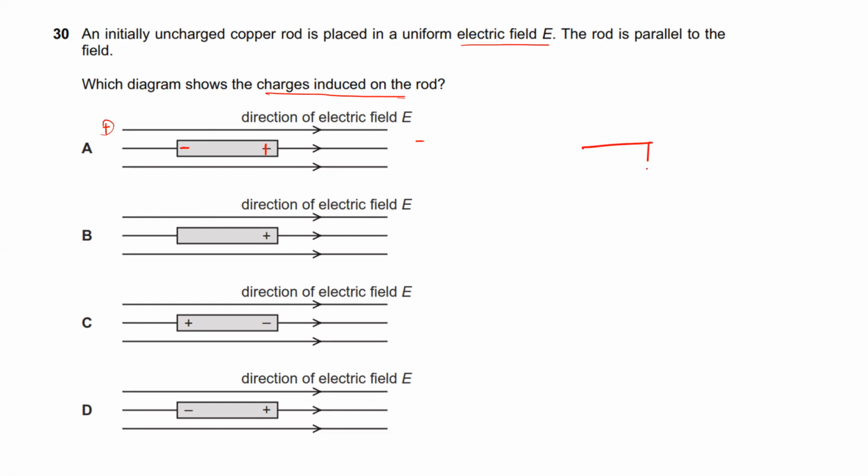So the rod will have negative here, positive here. So the electric field is going something like this. The electric field is going from positive to negative. This is the E field. This is the E field. So anything that relates to this negative here, positive here. So answer D suits the best in this case. So answer D will be our choice.